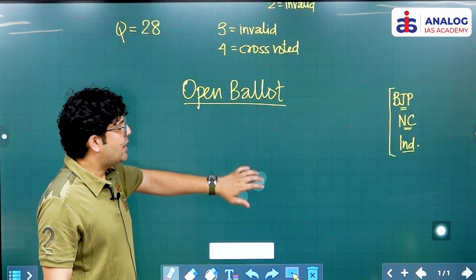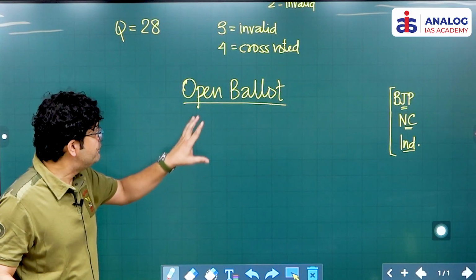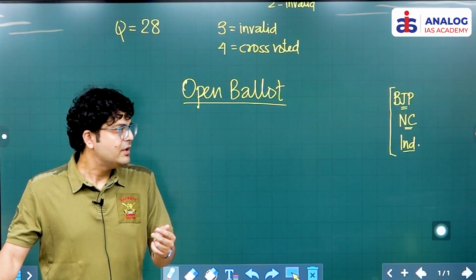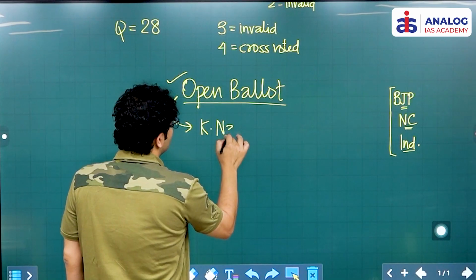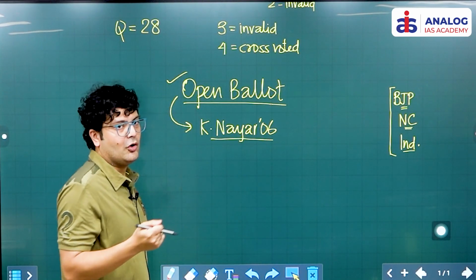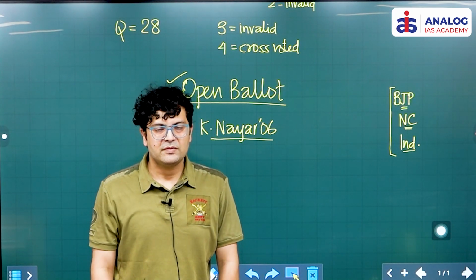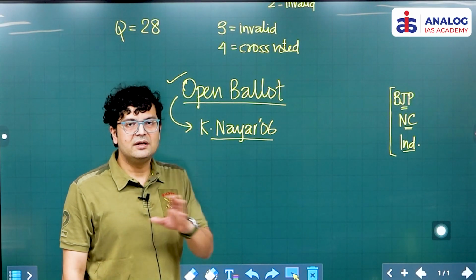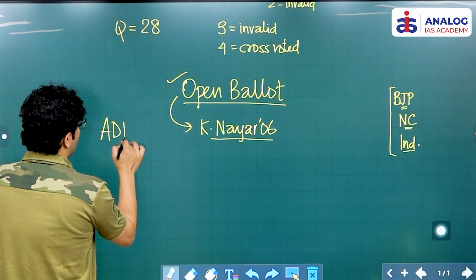So comes the question, is the whip applicable? To clarify, this open ballot system in the Rajya Sabha elections has also been upheld in the Kuldeep Nayar case, 2006, that yes, this is fully allowed. However, because this voting is not a voting in the house on a bill or proposal, this voting does not come under the whip or the anti-defection law.